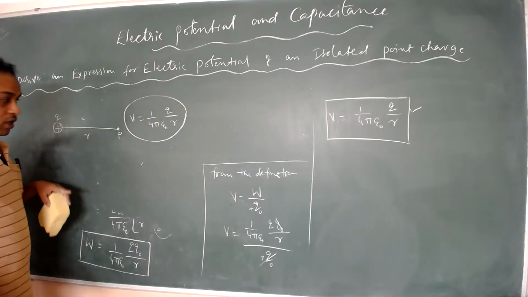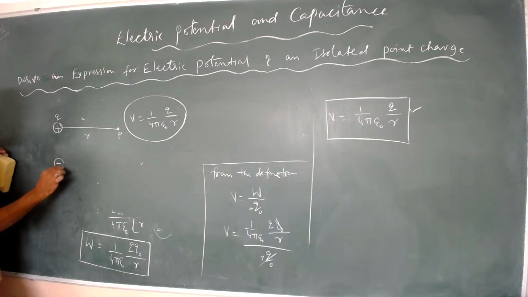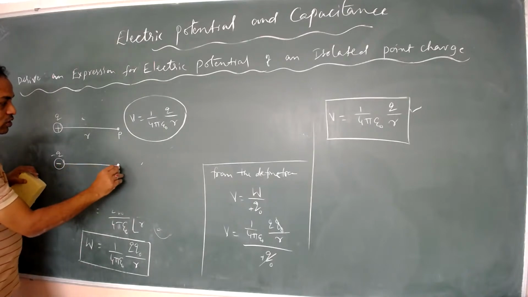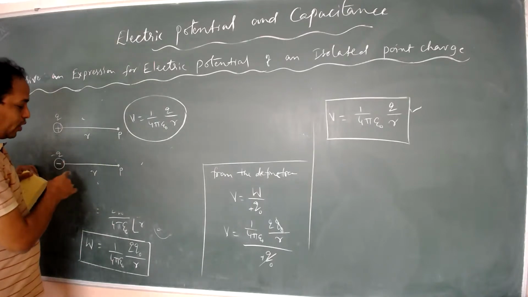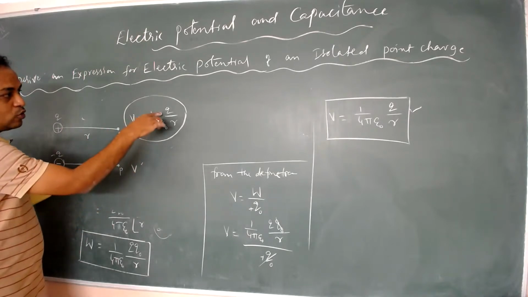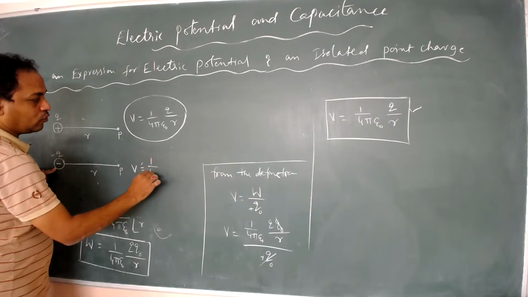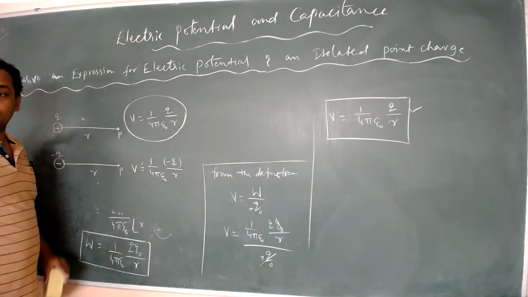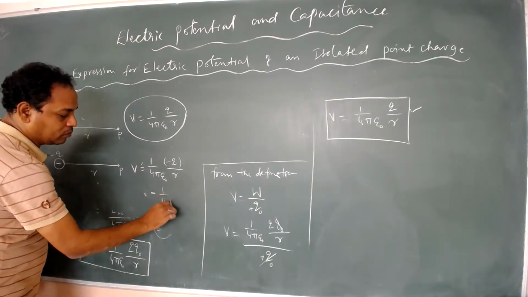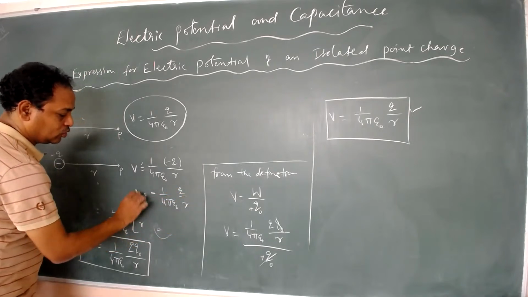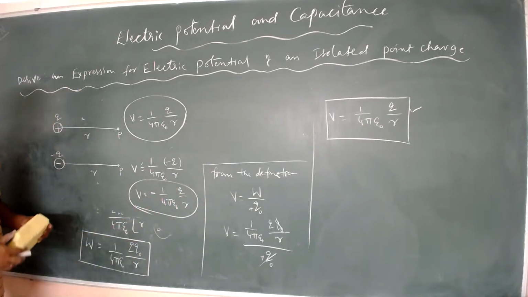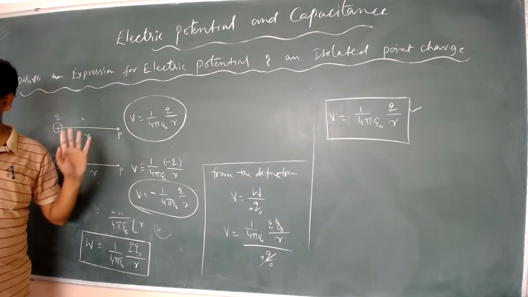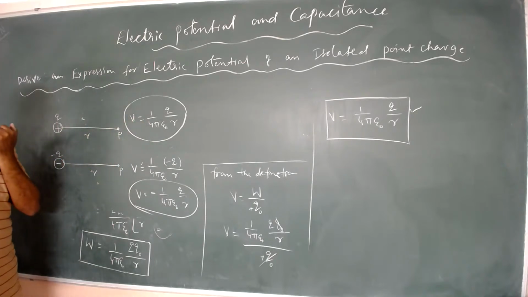Actually, this is positive. Suppose instead of positive, I have taken a negative charge, a negative value. Then the electric potential at a point P at a distance r will be simple. We just have to place the negative charge here: 1 by 4 pi epsilon naught into minus Q by r. That means the value will be minus 1 by 4 pi epsilon naught into Q by r. So this is the potential. If you take a negative charge, the potential will be a negative value. If you take a positive charge, the potential will be a positive value. Getting what I'm saying?